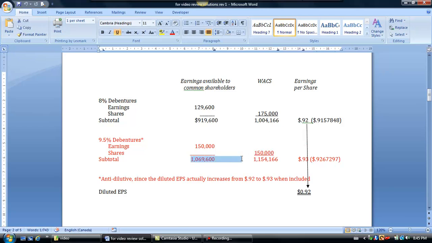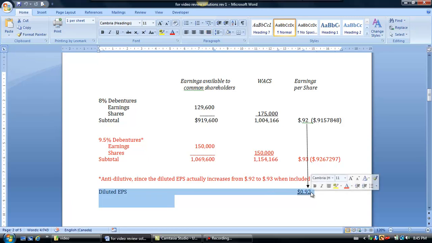So if we did our diluted EPS calculation, rounding to the nearest dollar, we could see that would be 93 cents, which is greater than 92 cents. So we know that these are anti-dilutive. Because they're anti-dilutive, we already have our most diluted EPS situation here at 92 cents. So this concludes our diluted EPS review question.